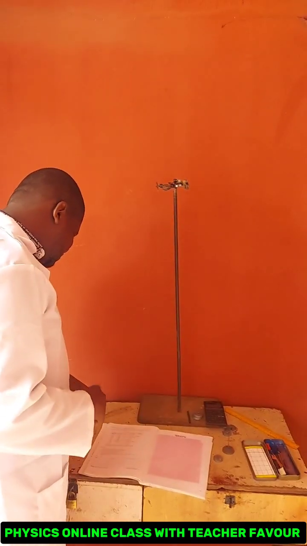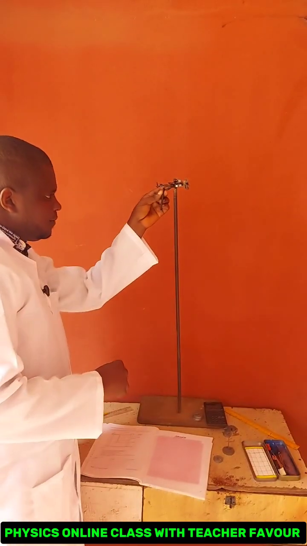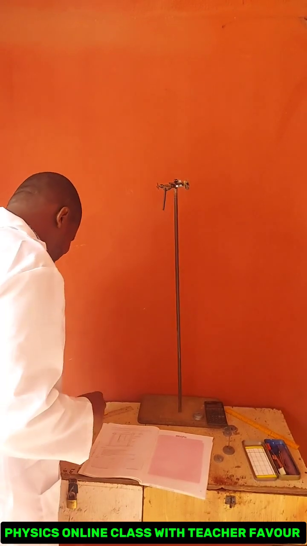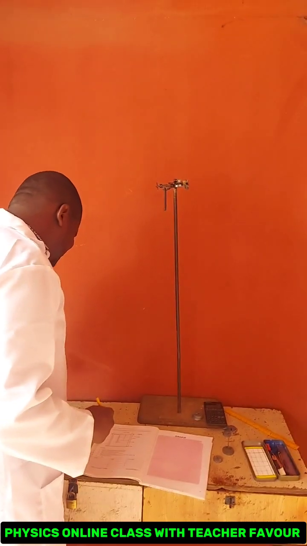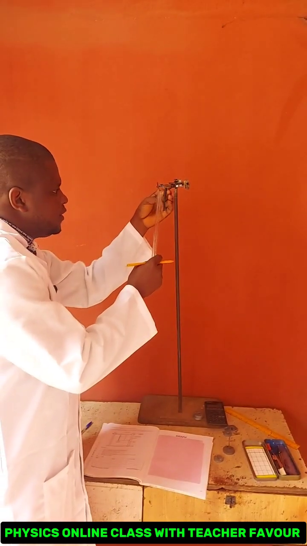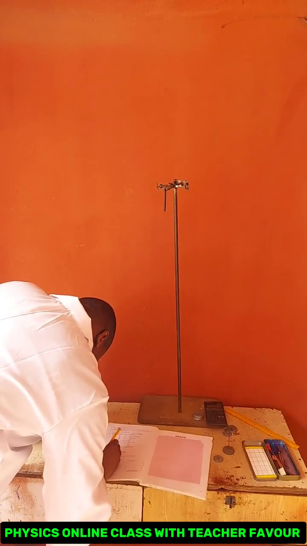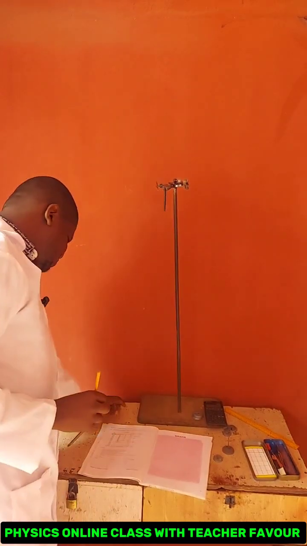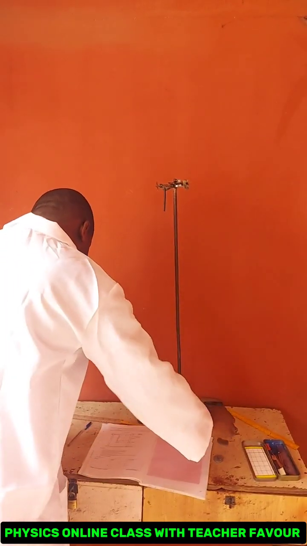So first, set the apparatus as shown in the diagram. This is the spiral spring, so I'll fix it here. The first instruction says read and record the length of the spiral spring. So I'll go to 6.90. So I'll write 6.90.